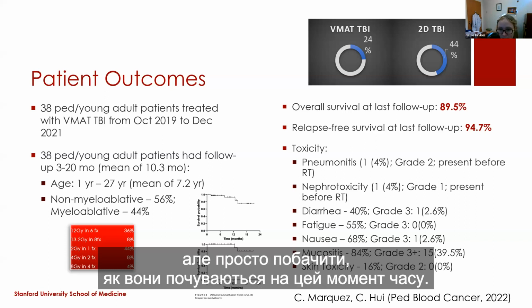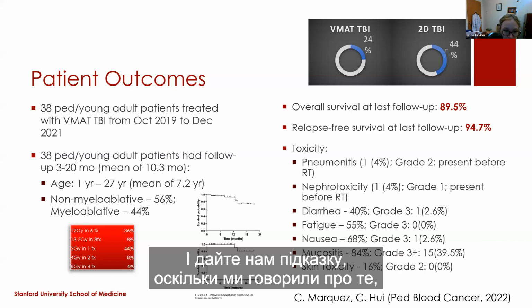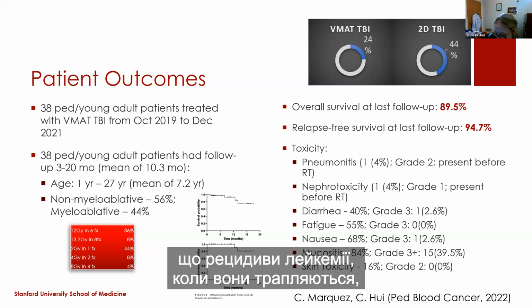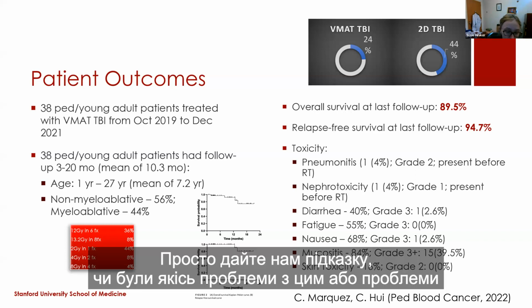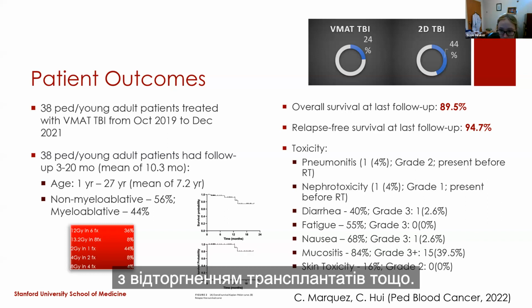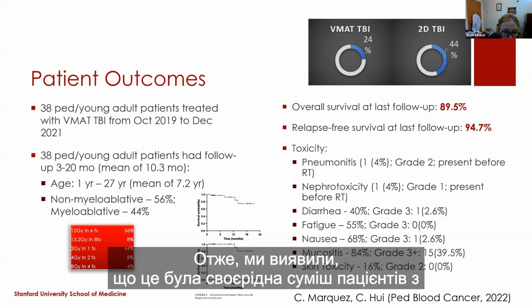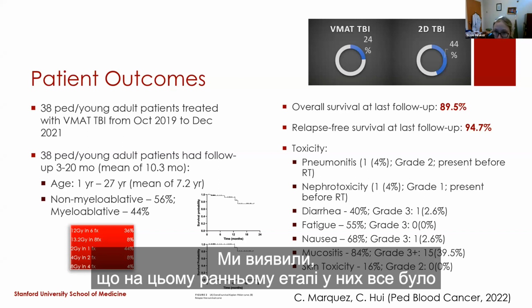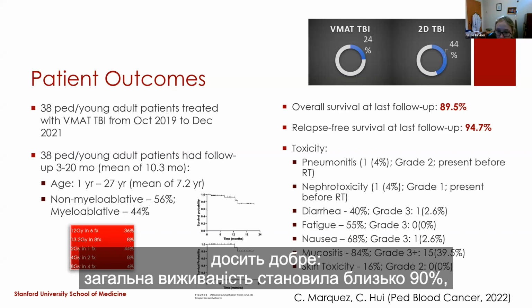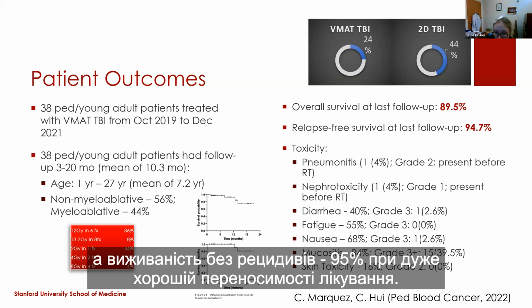It was just to see how they are doing at this time point, and give us a hint, as we talked about, since leukemic relapses tend to happen pretty early, if there were any issues with that or any issues with graft failures, et cetera. This was a mixture of both our myeloablative and non-myeloablative patients, about half and half. We found that at this early time point they were doing quite well, with overall survival of about 90% and 95% relapse-free survival.